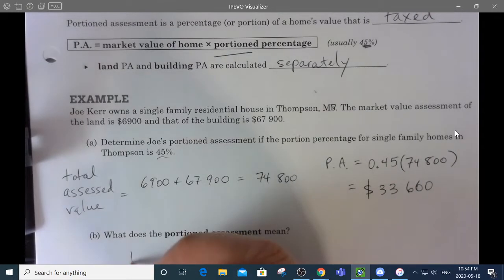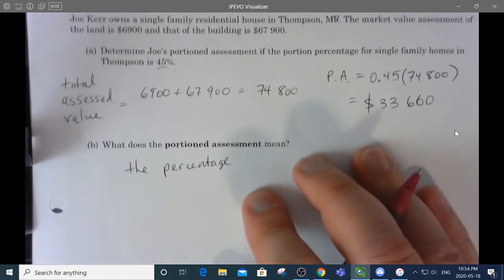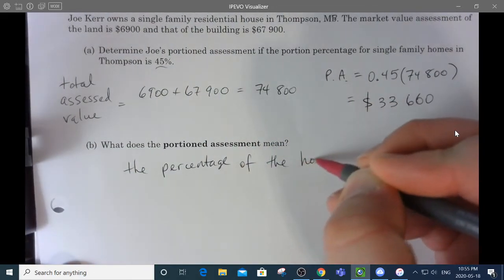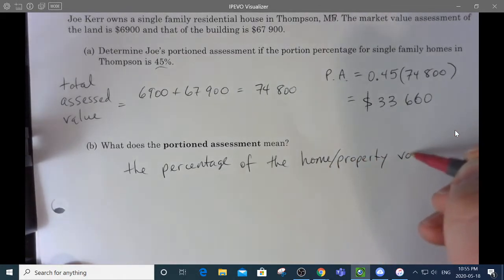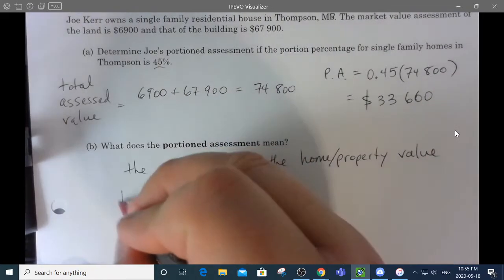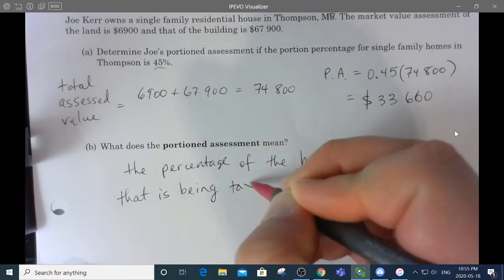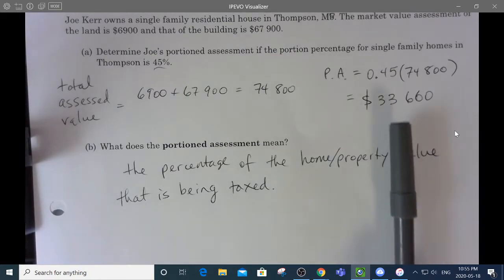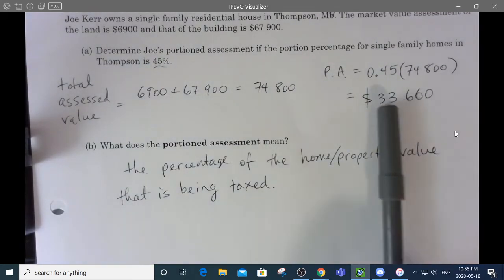Okay, so what does the portioned assessment mean? It is the percentage of the home or property value that is being taxed. So again, you're not taxed on 100% of the property you own. You're taxed on somewhere around 45% of it. This is not how much you actually pay, thank goodness. This is how much this person here, Joe, is being taxed on.